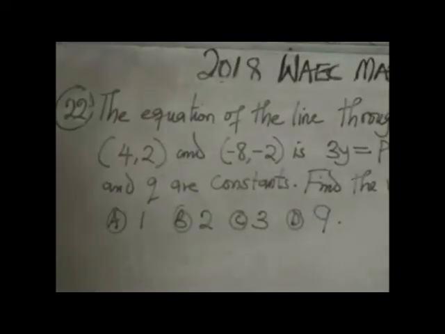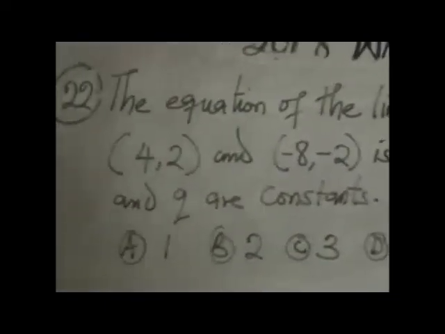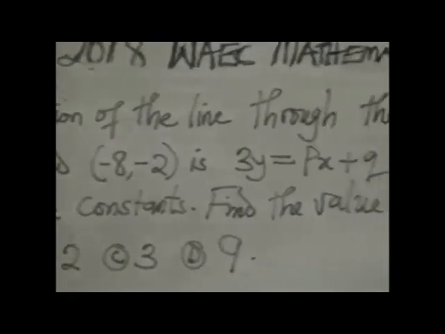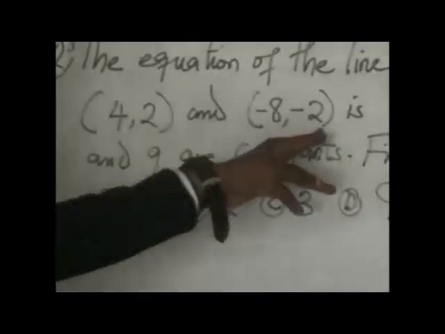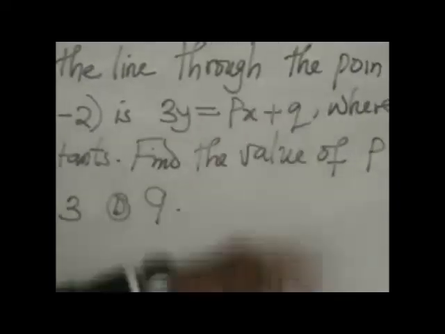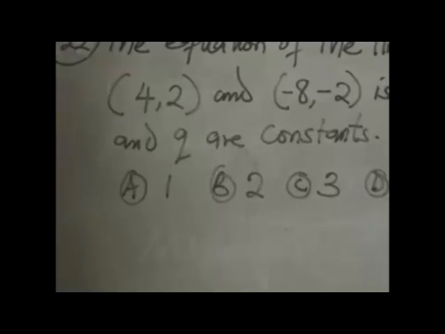Alright, here is question 22, 2018 WAEC Mathematics past question. The question states: the equation of the line through the points (4, 2) and (-8, -2) is 3y equal to px plus q, where p and q are constants. Now we are asked to find the value of p.